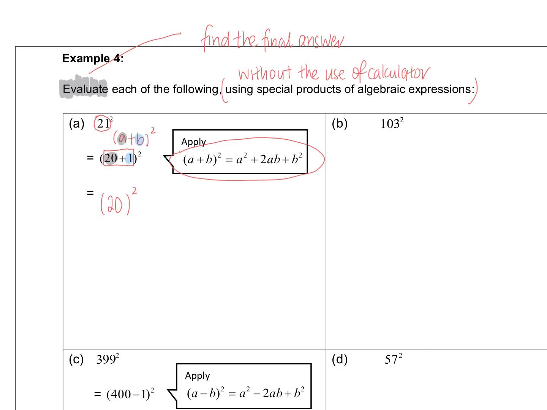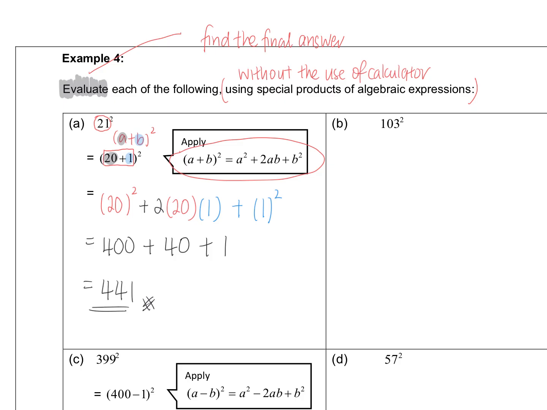A square plus 2ab, my b is 1, plus b square. So I'm using the formula in the square bracket that you see there. So this expansion tells me my answer is 441.